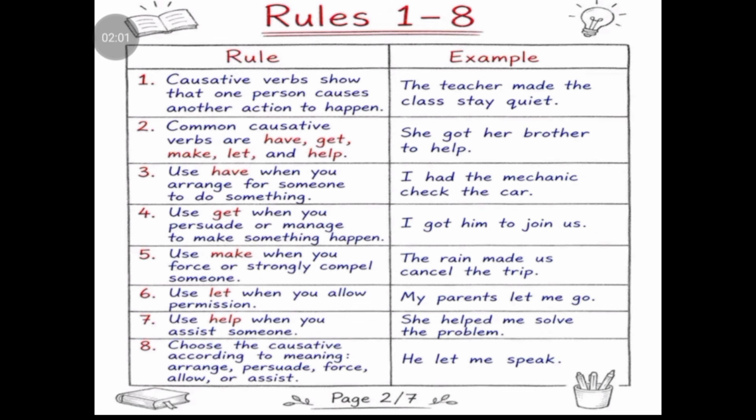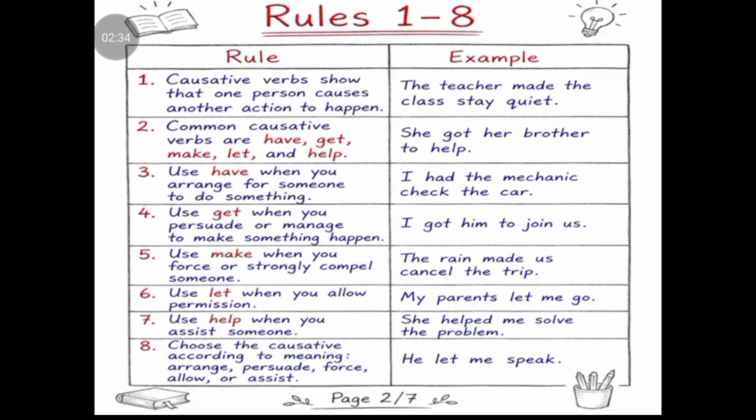Then rule number 3 says use have when you arrange for someone to do something. That means you planned. For example, I had the mechanic check the car. Number 4, use get when you persuade or manage to make something happen. That means you have persuaded. So, I got him to join us. So that means you may have persuaded the person to join us.